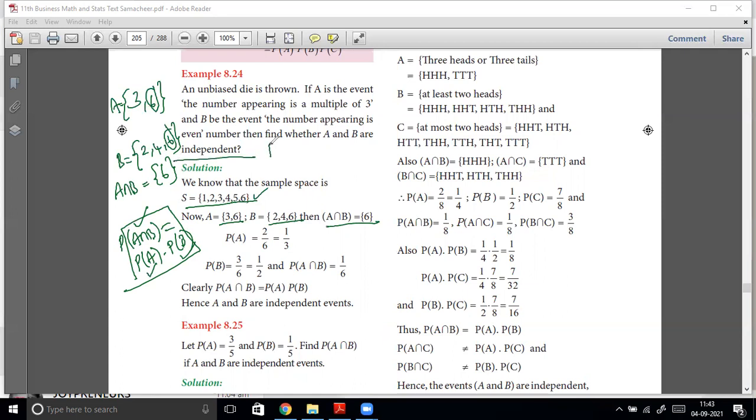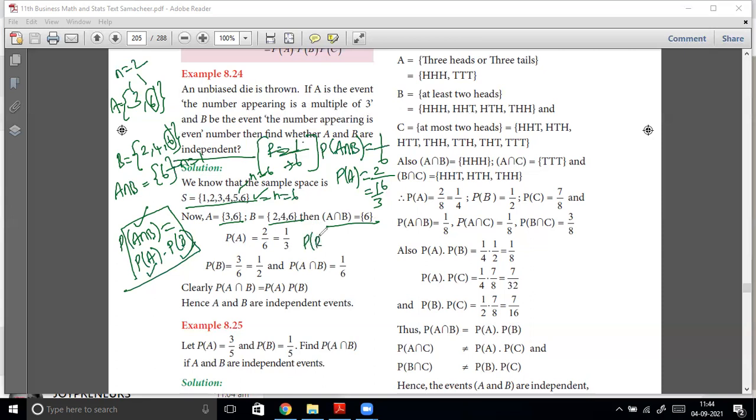P of A intersection B is equal to 1 by 6. Why? Because the sample space size is 6, so the bottom is 6, but the number of favourable outcomes is only 1. So 1 by 6. Now P of A: P of A is equal to 2 by 6, that is equal to 1/3. There are 2 outcomes, n is equal to 2, and the whole sample space size is 6. So 2 by 6 equal to 1/3.